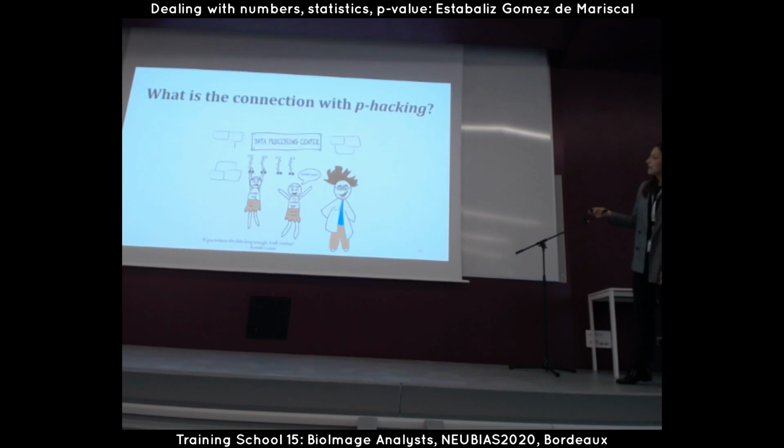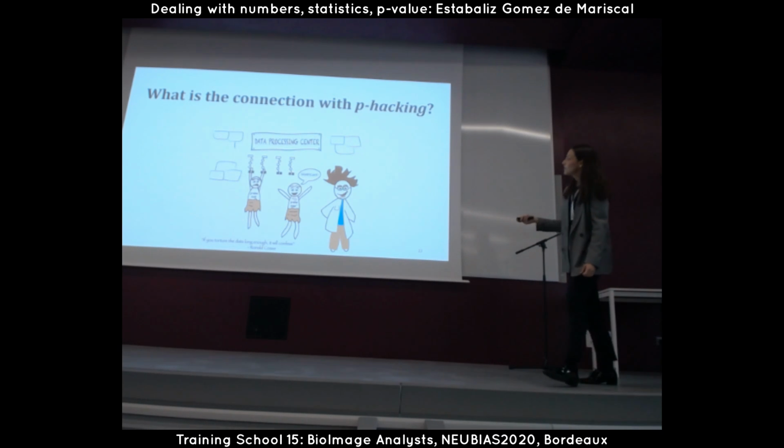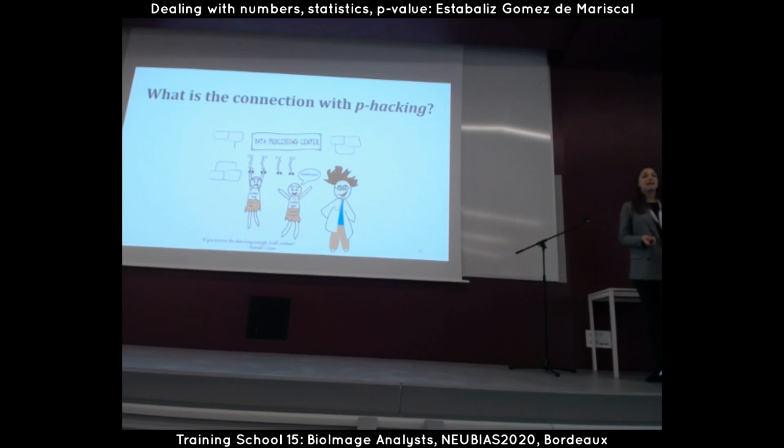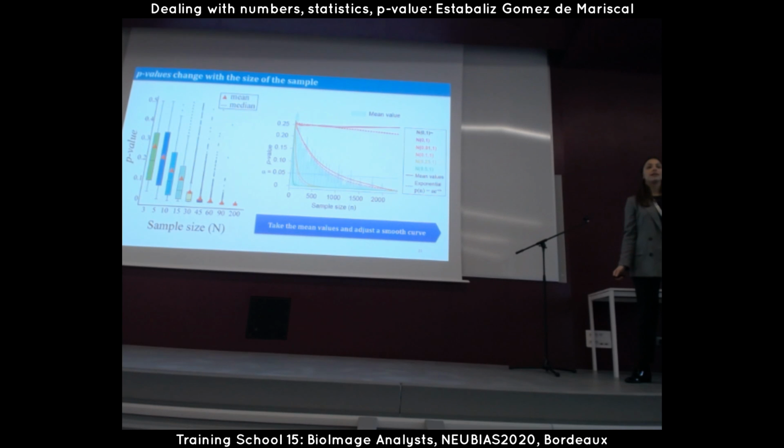And then we say, okay, so we have this exponential function. We know that the p-value depends on n. So what is the connection with p-hacking? What is p-hacking? Do you know what p-hacking is? Sorry, one question before. Did you check the same thing with the median?